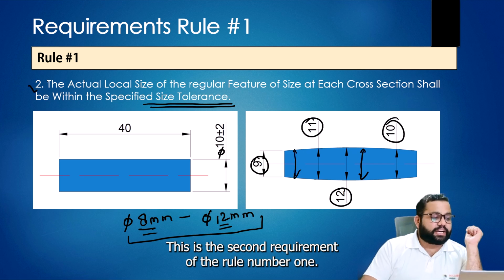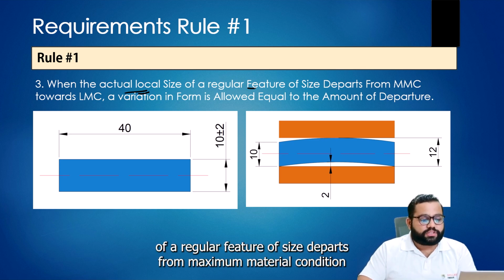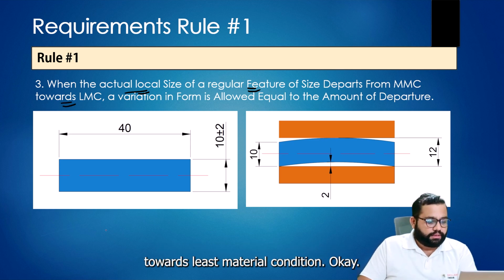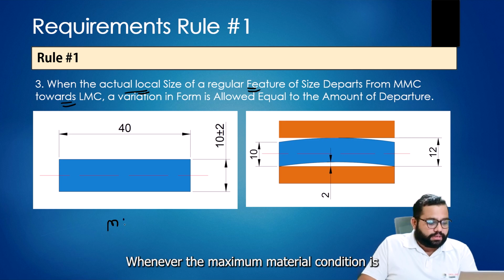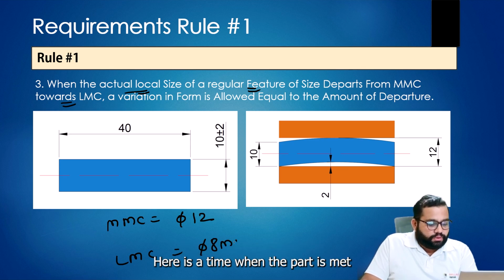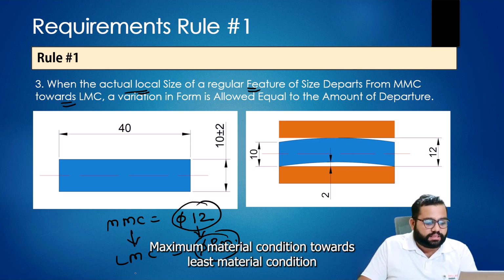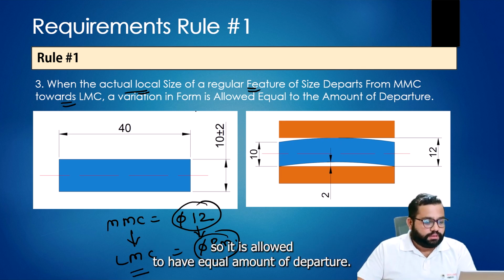This is the second requirement of rule number one. Third requirement is when the actual local size of a regular feature of size departs from maximum material condition towards least material condition. Whenever the maximum material condition is 12 mm and the least material condition is 8 mm, when the part is departing from 12 mm towards 8 mm, maximum material condition towards least material condition, it is allowed to have an equal amount of departure.